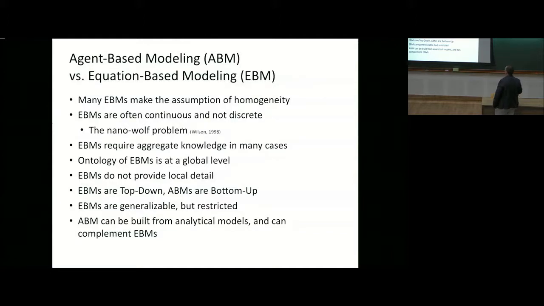A lot of equation-based models require aggregate knowledge, right? Like, I need to know what the population looks like before I can write a set of equations describing the population. In agent-based models, we can do things like look at individual rules and just aggregate to the aggregate level, right? Now, it's hard to validate that our aggregate level is right if we don't have the aggregate knowledge, but we can start to think about what might happen.